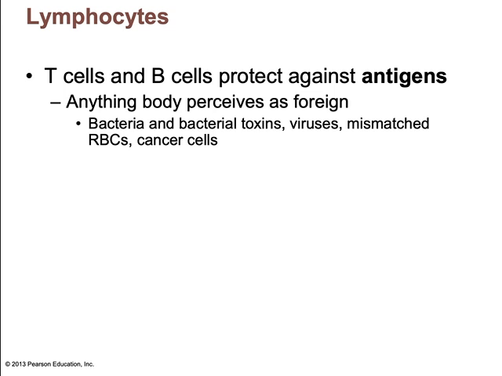Structures on the surfaces of viruses, red blood cells that bear the wrong antigens, and cancer cells whose antigens often change as they transition from a normal to a cancer cell. So the antigen itself is usually not what presents a danger to the body. It's actually the pathogen to which it's attached.